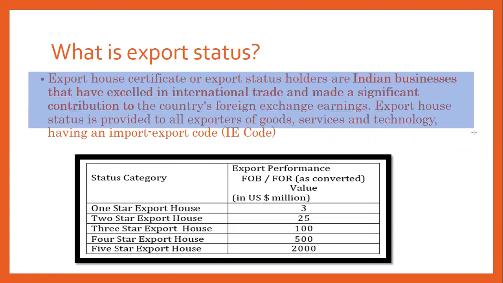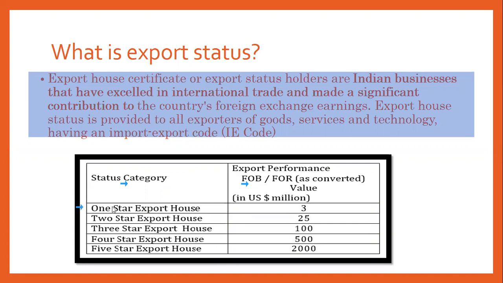Now, export house status is provided to all exporters of goods, services and technology having an import export code. A person who has an import export code and is exporting goods, services or technology can be given a status holder certificate. As you can see on the screen, the status categories are mentioned, and the export FOB value needs to be earned as mentioned here.